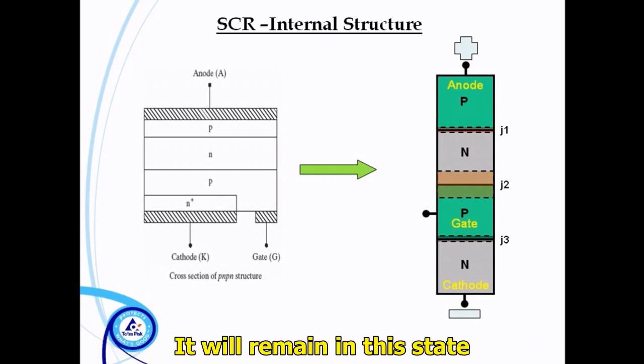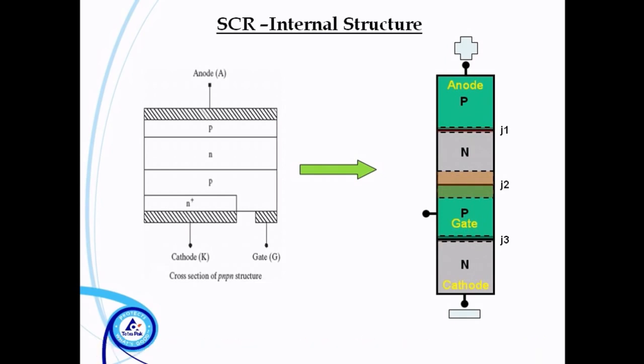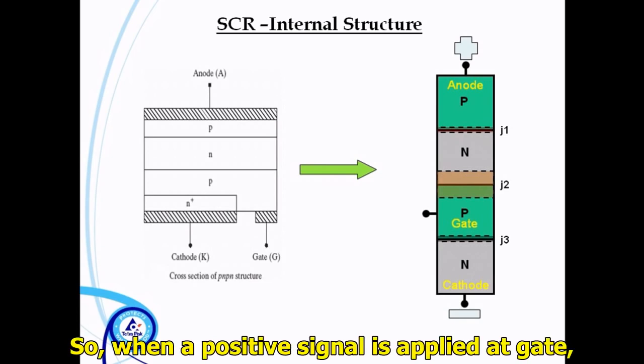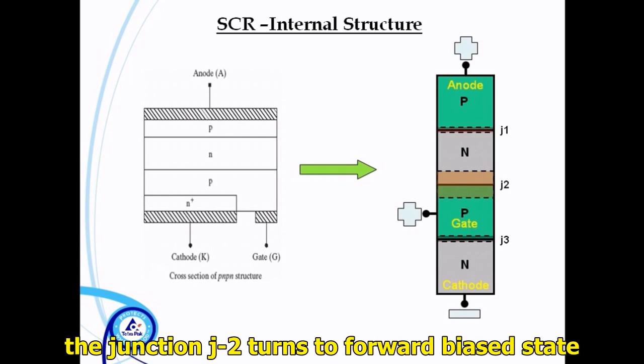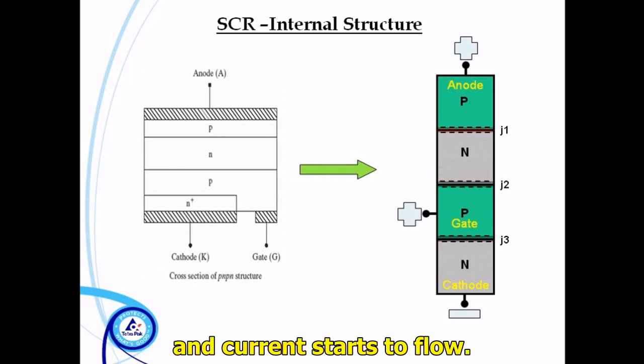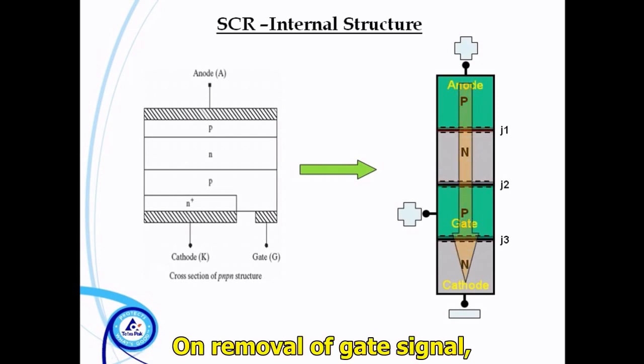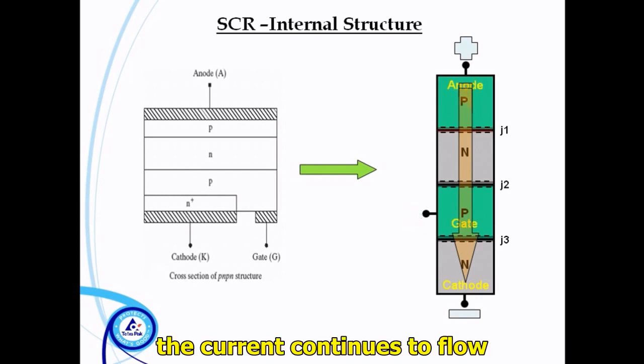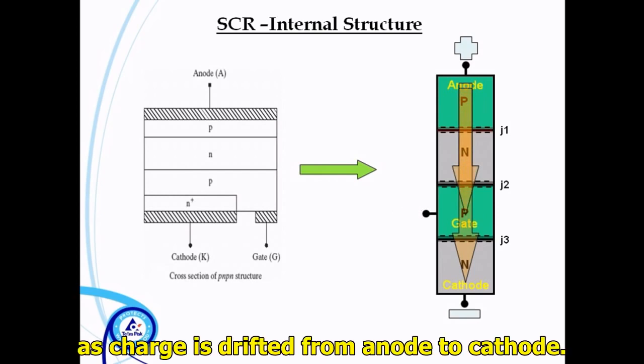It will remain in this state until a positive signal is applied at the gate terminal. So, when a positive signal is applied at gate, the junction J2 turns to forward biased state, and current starts to flow. On removal of gate signal, the current continues to flow as charge is drifted from anode to cathode.